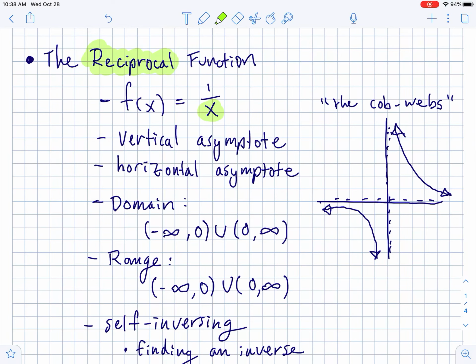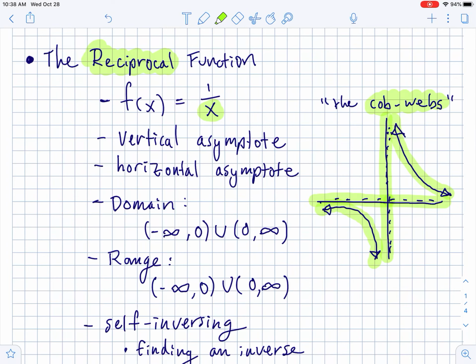Every reciprocal function, or rational function as we call them, has a vertical asymptote and a horizontal asymptote. On this little graph I drew over here, here would be our vertical asymptote on the y-axis, and then our horizontal on the x-axis. I call these the Cobweb Graphs because they look like cobwebs in the corners of windows. They usually have this relationship of opposite corners.